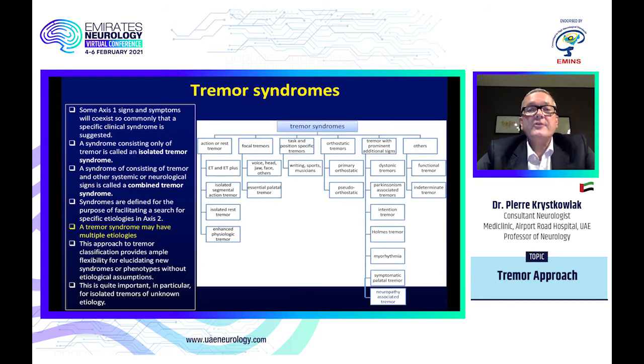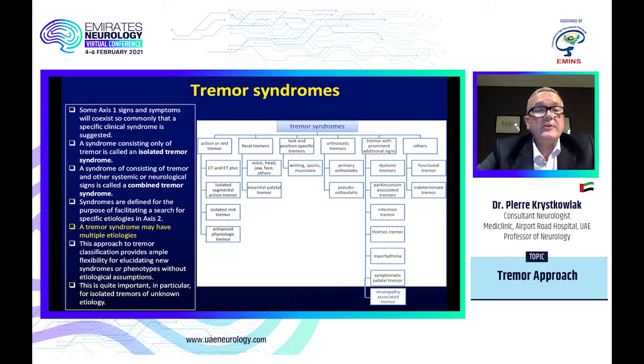So here are the tremor syndromes. So we're going to review each part of this classification. As you can see, some axis 1 signs and symptoms will coexist so commonly that a specific clinical syndrome is suggested. A syndrome consisting only of tremor is called an isolated tremor syndrome, very important definition. A syndrome consisting of tremor and other systemic or neurological signs is called a combined tremor syndrome. And syndromes are defined for the purpose of facilitating a search for specific etiologies in axis 2.